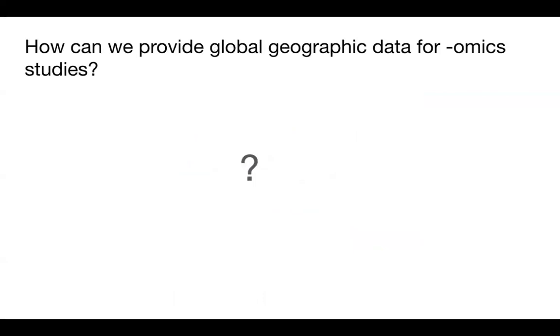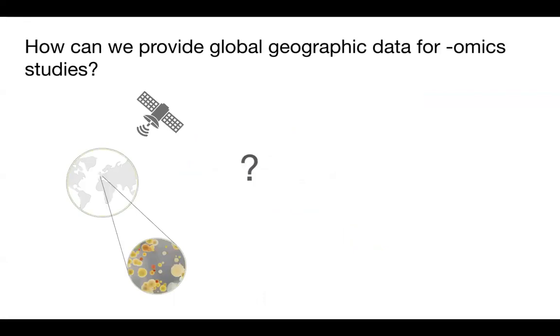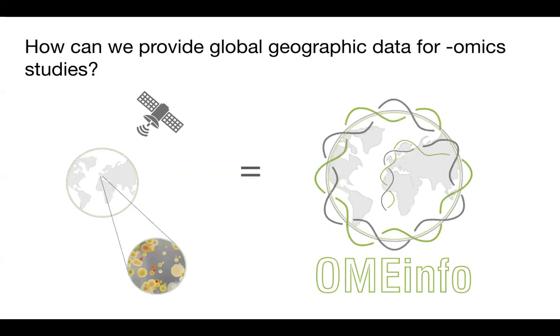So, the problem is, we need to find a way to enable researchers in the life sciences field, including bioinformaticians and wet lab scientists, to be able to easily annotate their location data for samples with a rich set of globally consistent geographic feature annotations in order to derive new insights from the omics data that might be produced, to better understand the role the environment is playing in shaping things like the built environment microbiome. This is where OMEinfo comes in.